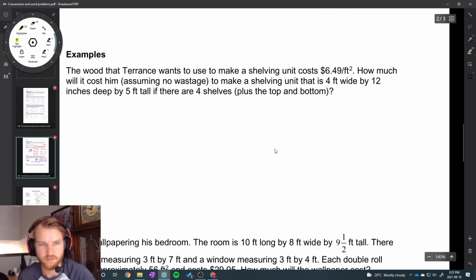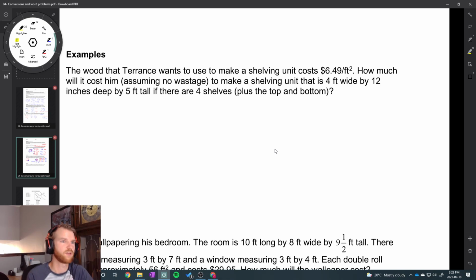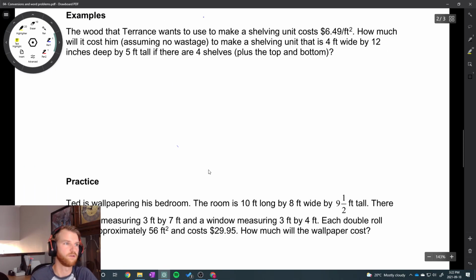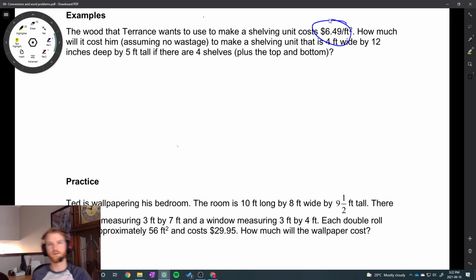So this last example has a couple of different things about it that make it a little bit more challenging and interesting than some of the other ones. Terrence wants to build a shelving unit that costs $6.49 a square foot. At the end, we're going to have to find the surface area of this thing and then figure out how much it's going to cost based on that. So we find how much material we need and then multiply that by $6 and essentially 50 cents to find out how much it's going to cost.